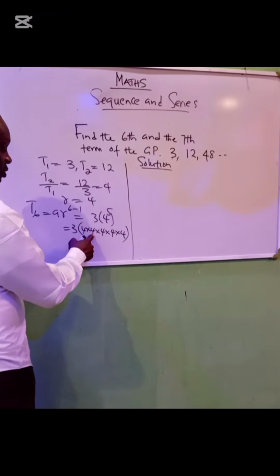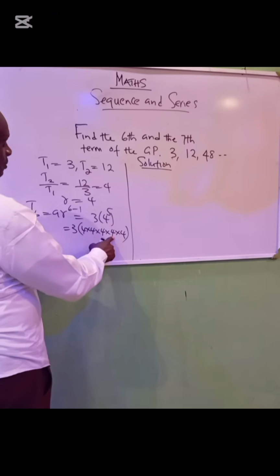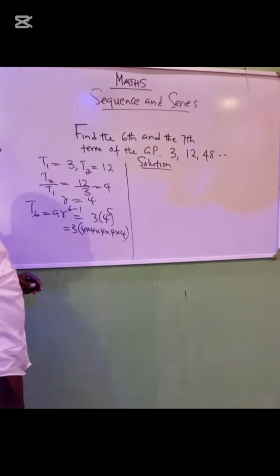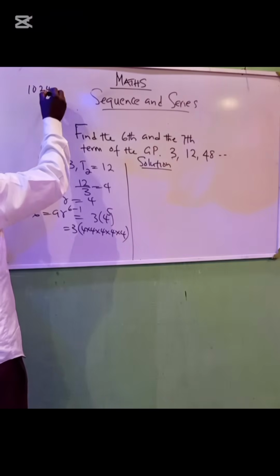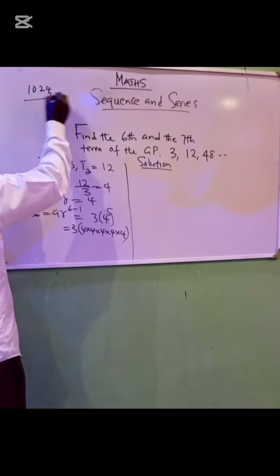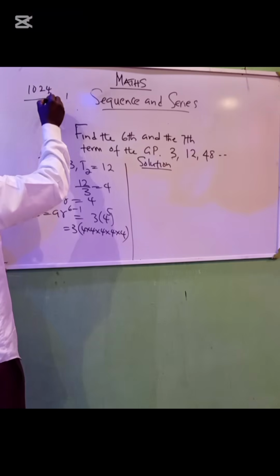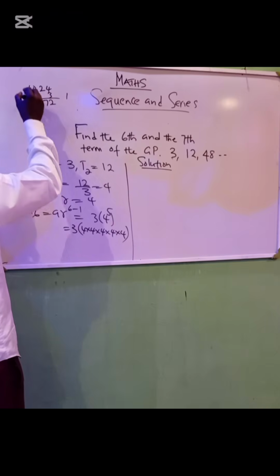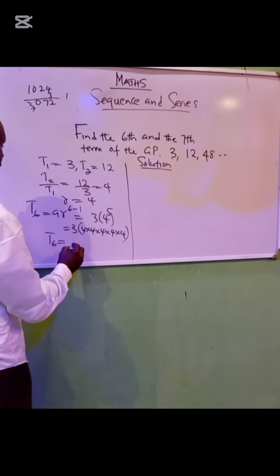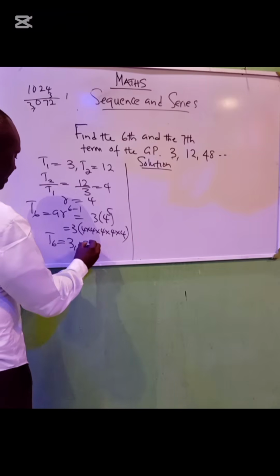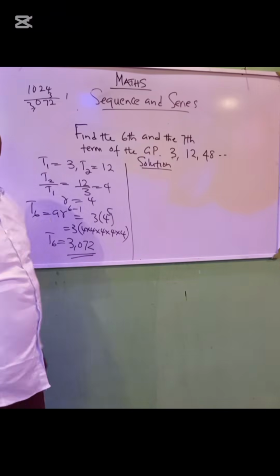Now 4 times 4 is 16. 16 times 4 is 64. 64 times 4 is 256. 256 times 4 will give you 1024. 1024 times 3: 3 times 4 is 12, carry 1, then 6, 7, 3 times 0 is 0, then 3 times 1 is 3. So T6 will be equal to 3072. This will be the 6th term of the geometric progression.